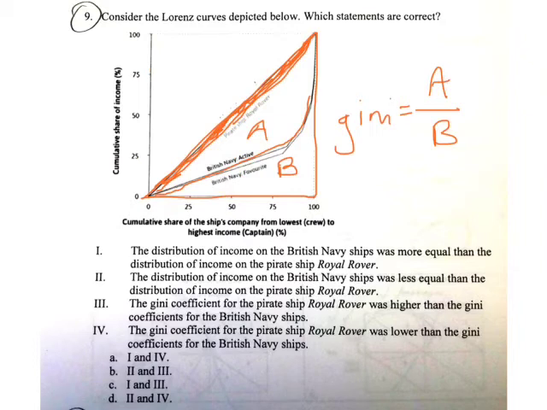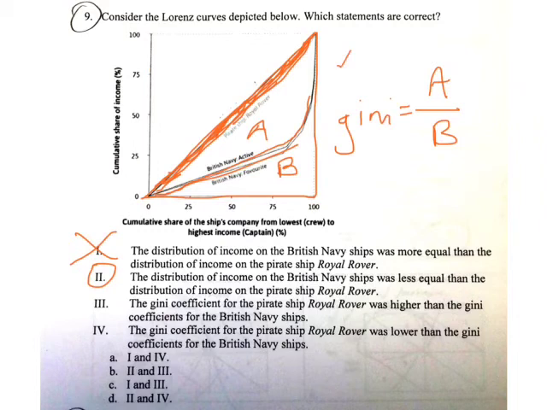So when we get to the question, the distribution of income on the British Navy ships was more equal than the distribution of income on the pirate ship? No way. Quite the opposite. Very equal, very unequal. So that makes 2 correct. The distribution of income on the British Navy ships was less equal than the distribution of income on the pirate ship Royal Rover from this Lorenz curve information.